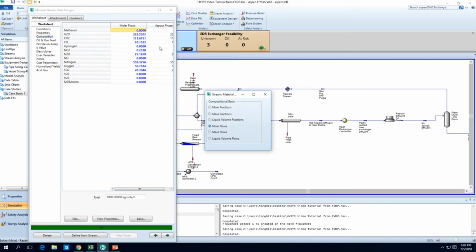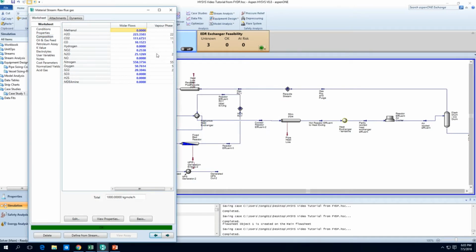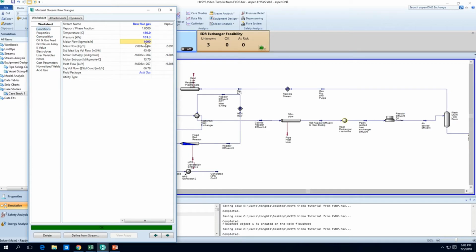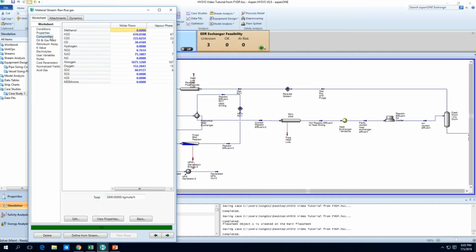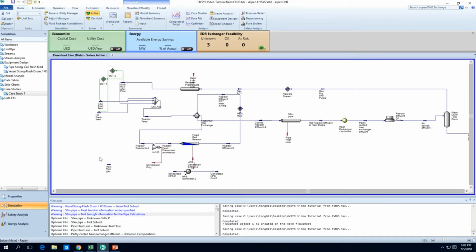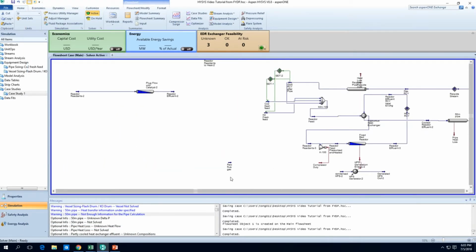So let's take a look at the mole flows. We have 111, so we're just about triple that, 3000 kg mole per hour. And that should about do it. 670, 335. That's what we want. So we have raw flue gas from, let's say, a coal power plant, and we want to convert that to methanol, right? So this is the kind of temperature we should expect.